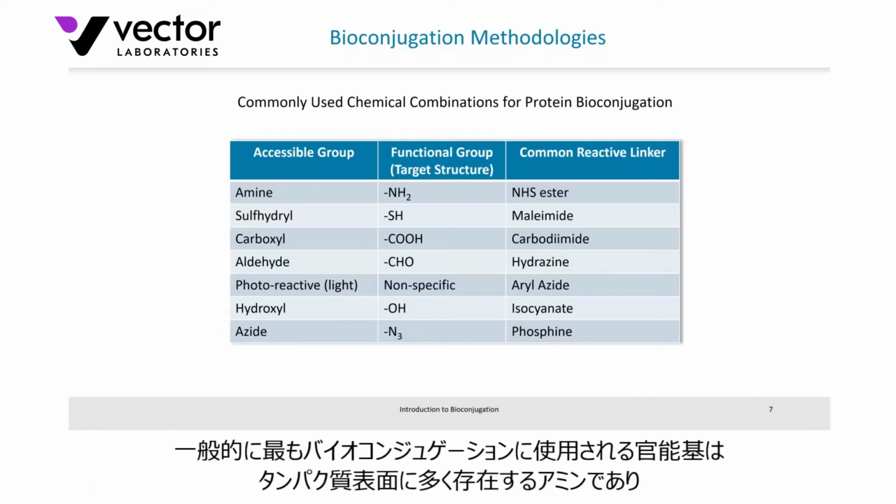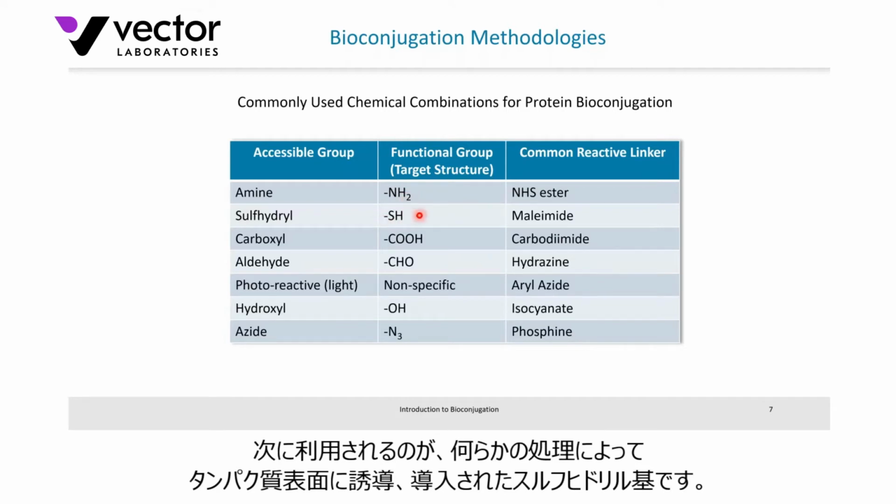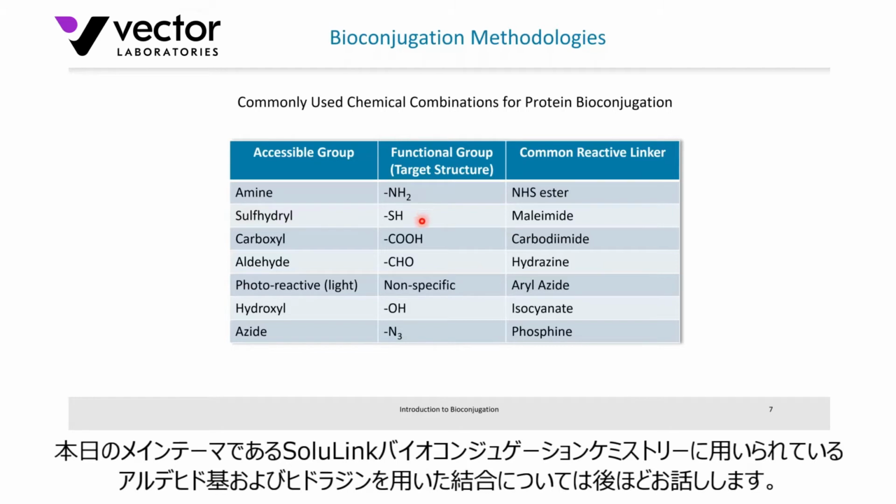Since amines, primary amine groups, are readily accessible on things such as antibodies, they're usually the most popular method of targeting or conjugating antibodies. And then I'd say the next is probably the use of these sulfhydryl groups through some modification. We'll be talking a little bit about the linkage of an aldehyde and hydrazine, which is the basis of the SoluLINK chemistry, a little later on.